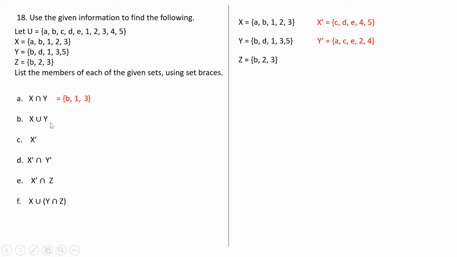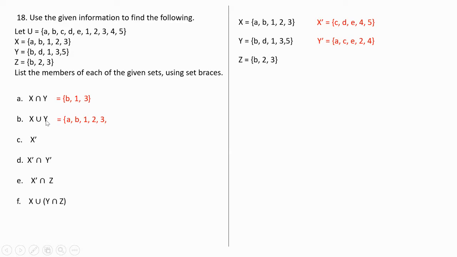Okay, now union. This means union, or. This is how I tell my students to do it. If the symbol is a union, called the "or" symbol, I tell my students to just put everything in X, which is A, B, 1, 2, 3.